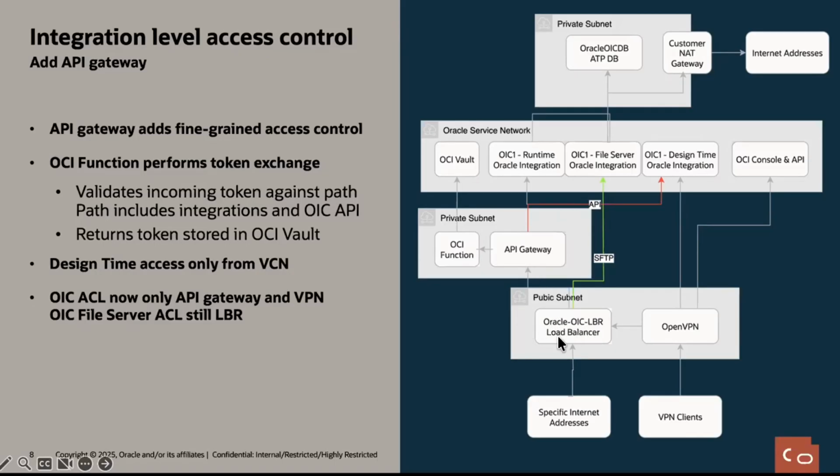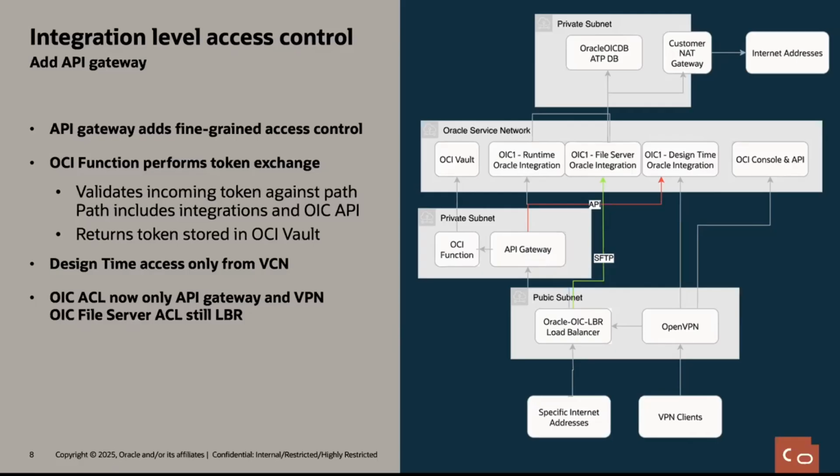In this case, I've chosen to centralize everything in the load balancer and then route traffic to the runtime through the API gateway. So once I do that, the next thing I can do is configure it for fine-grained access control. I'm going to allow different clients to come in with different OAuth tokens.